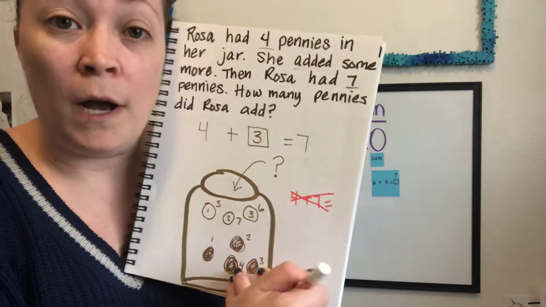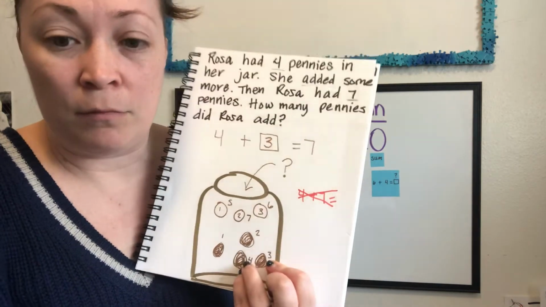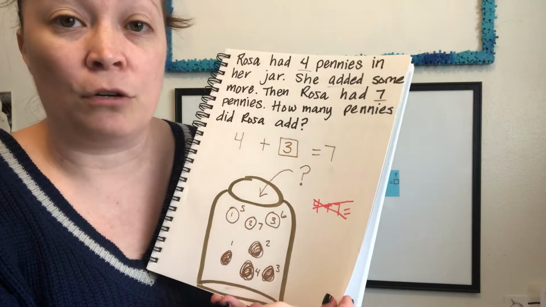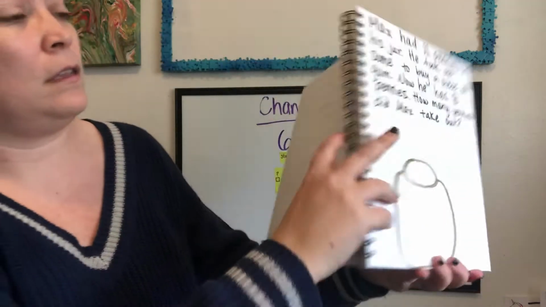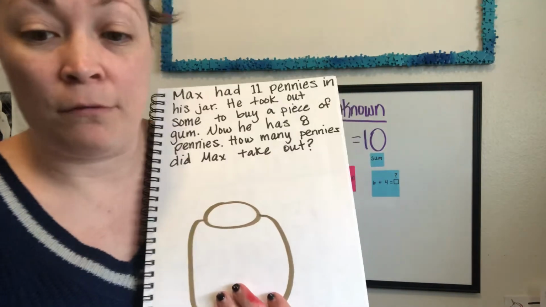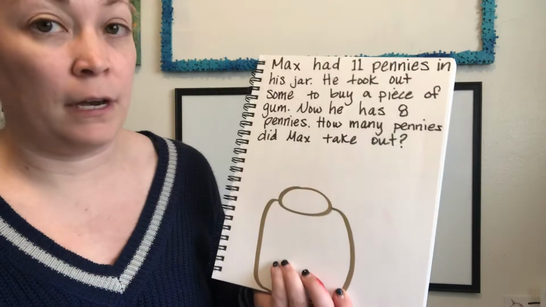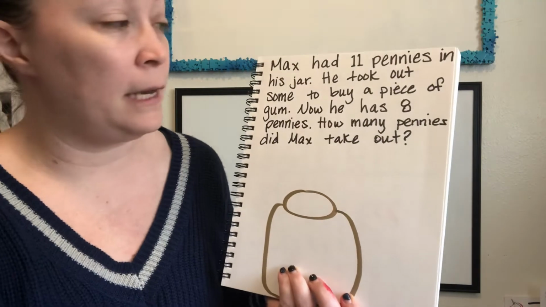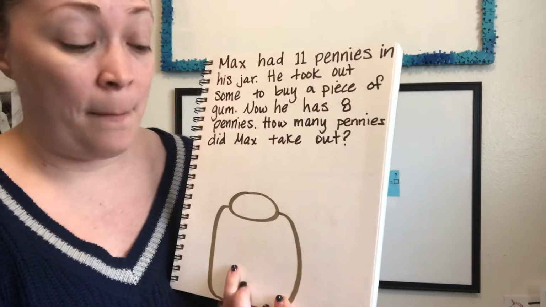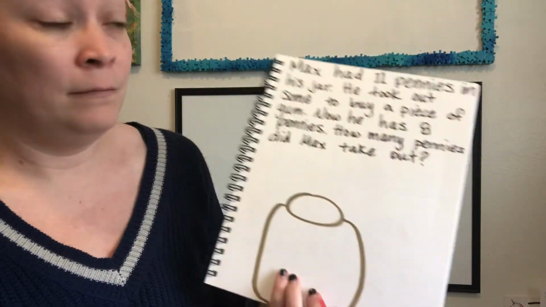So we're going to do one more together to do a subtraction. And then I have a couple for you to try on your own. So let's do this one together and then you can practice on your own. So here we go. We got another jar, another pennies. Max had 11 pennies in his jar.